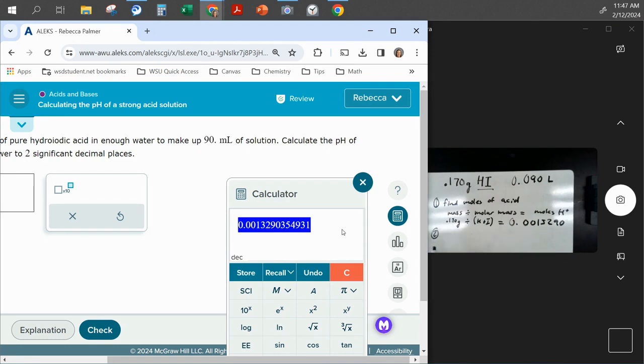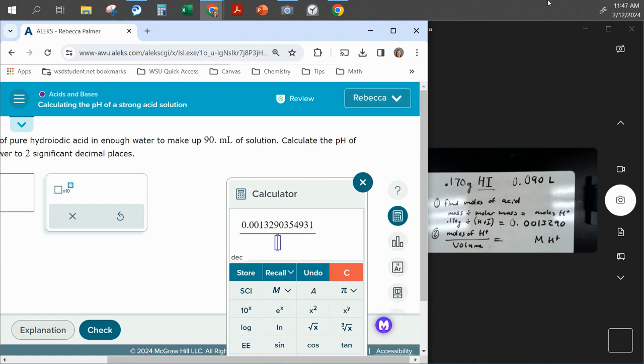And then the second thing is I'm going to take the moles of H plus and divide by the volume. Okay, and this is going to give me the concentration of H plus. So take this, divide by the volume in liters, 0.09 liters. So this is my concentration of H plus, 0.01476.